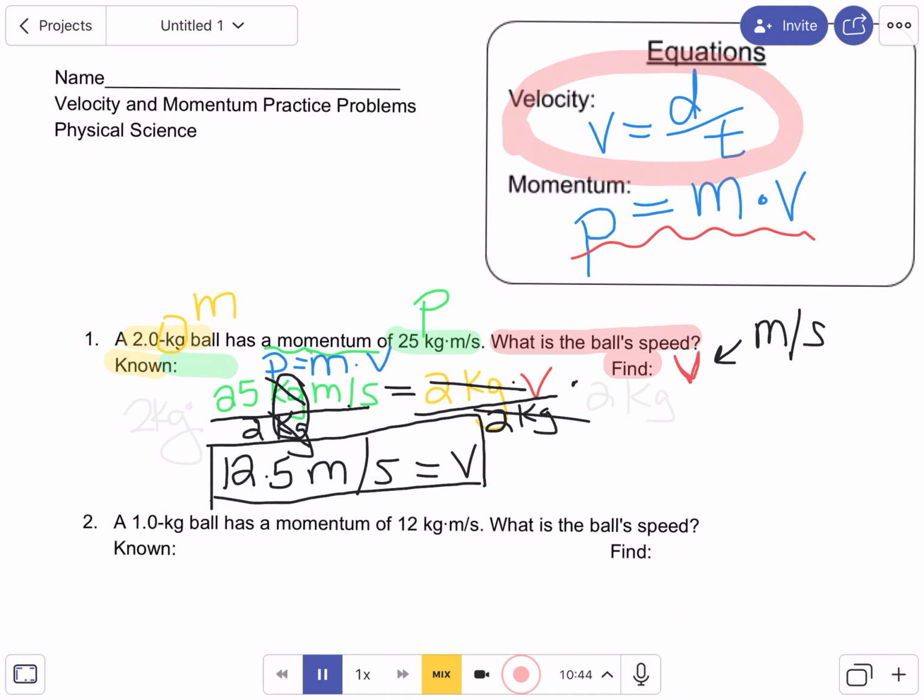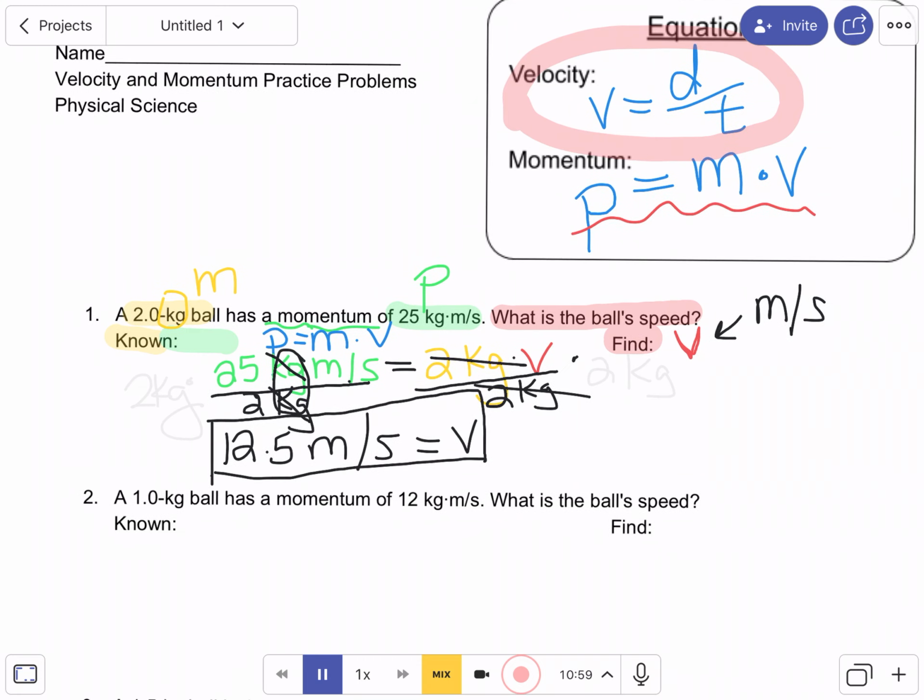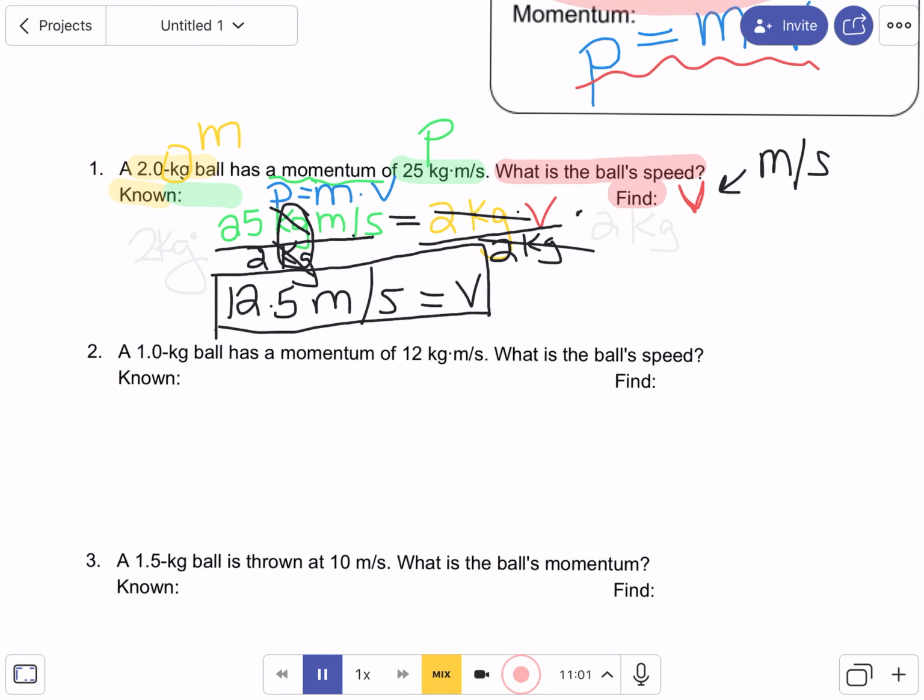I'm going to box in my answer. However you like to show that you have the right answer, do that. So I have 12.5 meters per second equals velocity. Okay, so number 2, I am not actually going to do because it's the same thing, just different numbers, so I think you can go through and solve that one yourself, try it yourself.